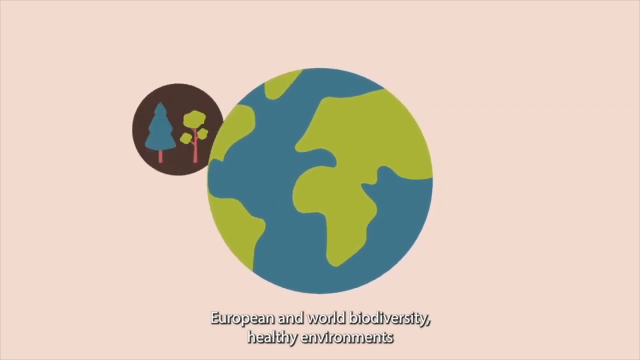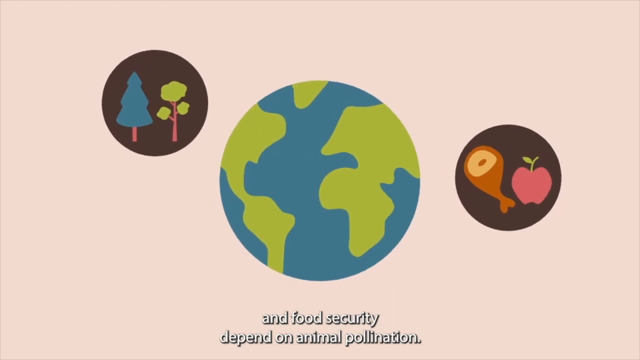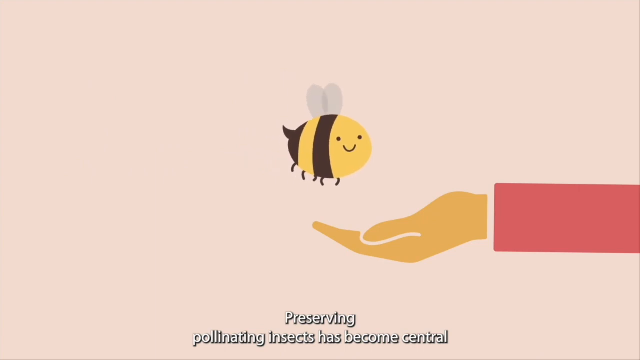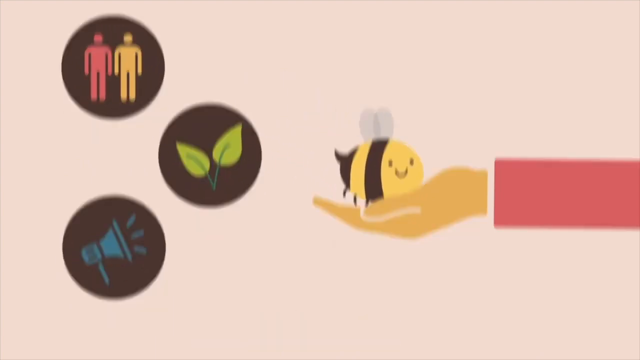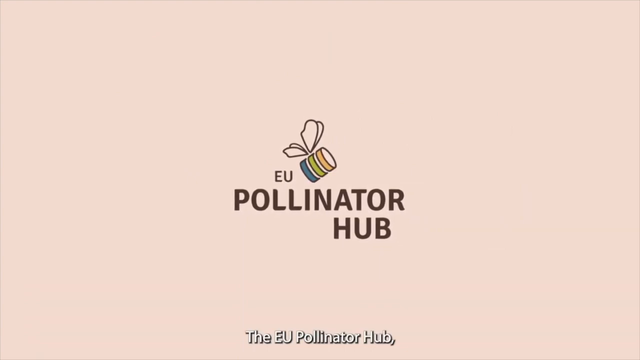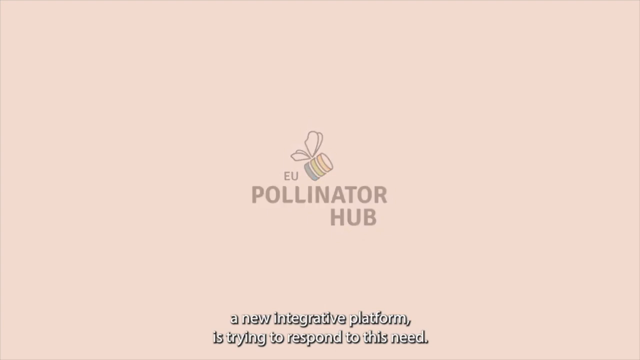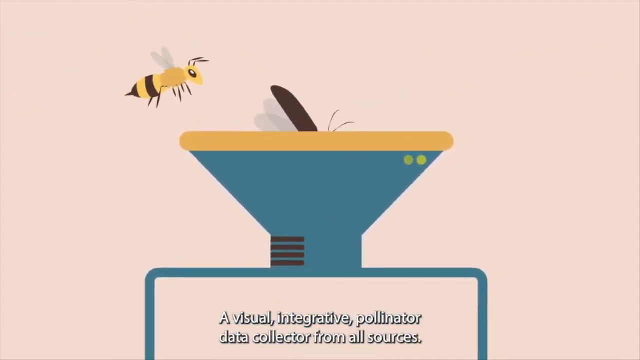European and world biodiversity, healthy environments, and food security depend on animal pollination. Preserving pollinating insects has become central in social, environmental, and political discourse. The EU Pollinator Hub, a new integrative platform, is trying to respond to this need. A visual, integrated pollinator data collector from all sources.